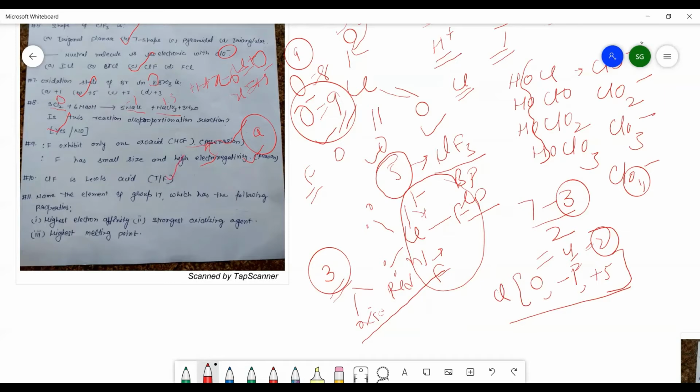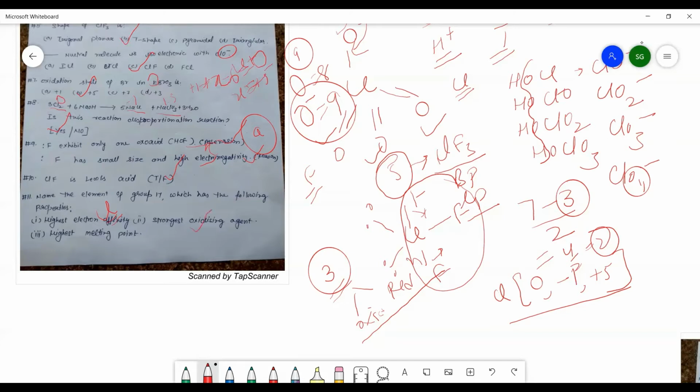Now see the question number 11. This is the question in which you have to give the answer for each part. Name the element of group 17. So you have to concentrate on fluorine, chlorine, bromine and iodine only. Then you have to write the answers for the following properties. Highest electron affinity. Now there will be confusion between fluorine and chlorine. Most of the students will think about fluorine, but the electron affinity of chlorine is more because fluorine has a small size and it has interelectronic repulsion. So chlorine has a higher electron affinity as compared to fluorine.